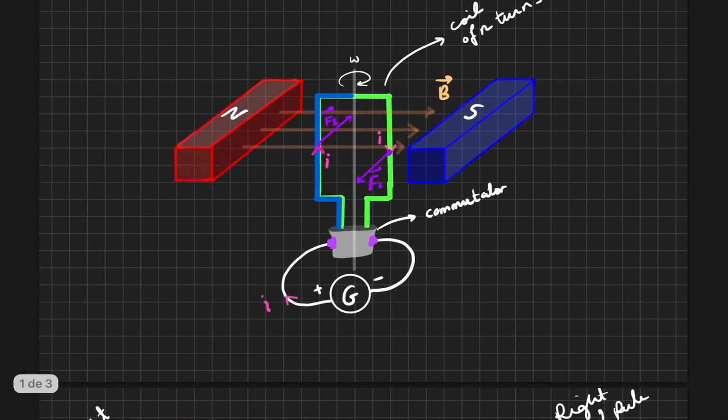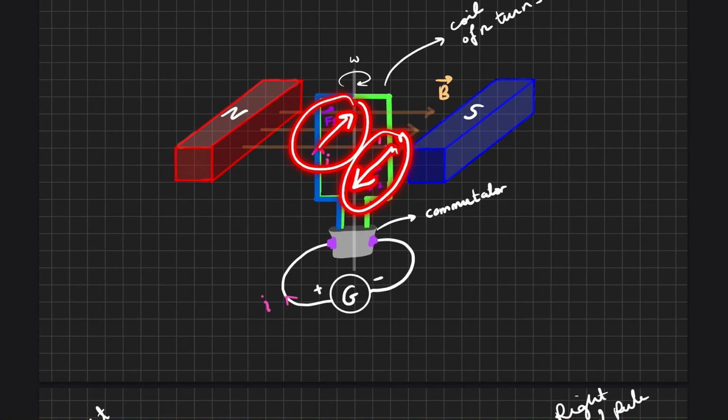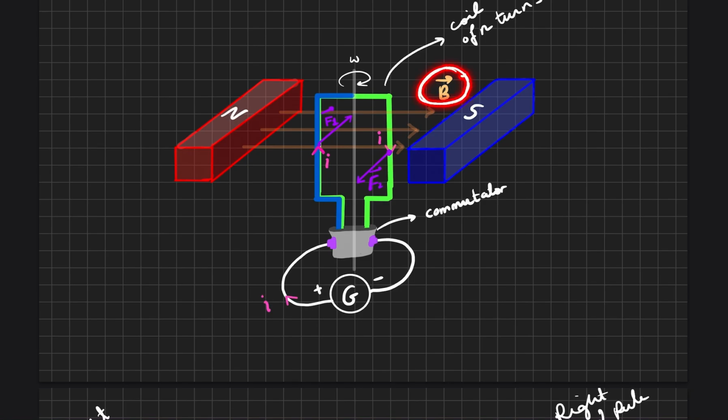So the blue part of the coil is subjected to a force inwardly, and the green part is subjected to a force outwardly. These F1 and F2 form a couple of forces. This couple moves the coil in this direction. It makes it rotate, and this rotation causes a change in the magnetic flux, caused by the change of the angle between B and the normal. And this change will lead to an induced electromotive force.